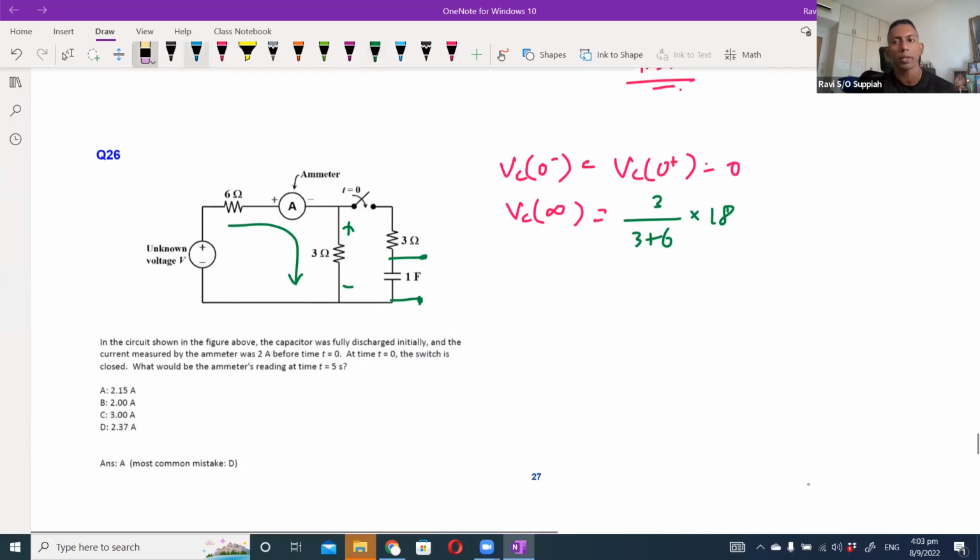Sorry, before that, we know that before time t equals 0, the current was 2 ampere. Before t equals 0, since the current was only flowing through the 6 ohm and 9 ohm, V is IR, which is 2 times 9, which is 18 volts. So we know that the unknown voltage here is 18 volts. That's how you get 18 over here. So that will give me 6 volt for the VC infinity.